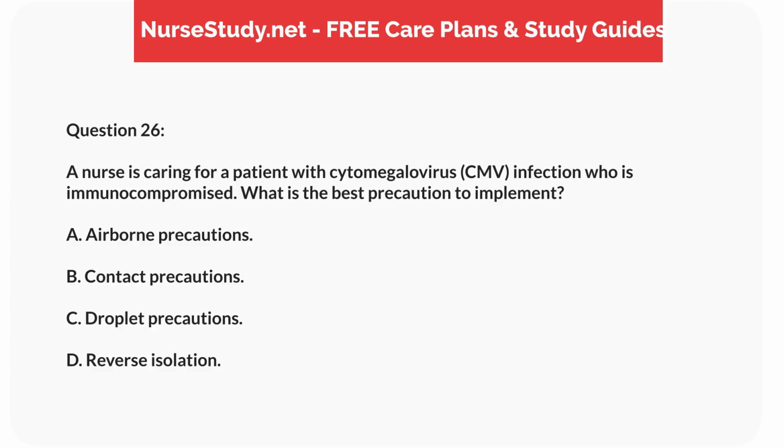Question 26. A nurse is caring for a patient with cytomegalovirus, CMV, infection who is immunocompromised. What is the best precaution to implement? A. Airborne precautions. B. Contact precautions. C. Droplet precautions. D. Reverse isolation.